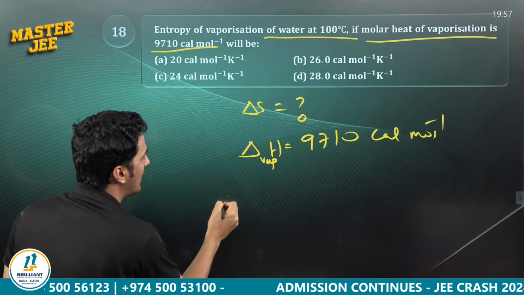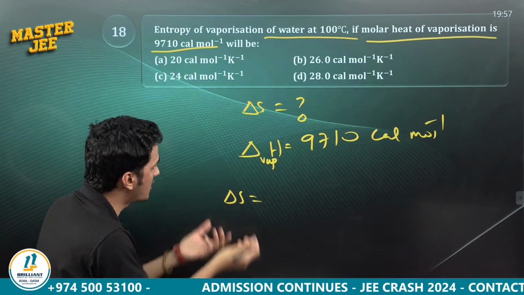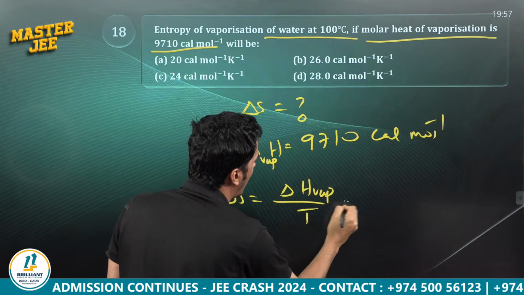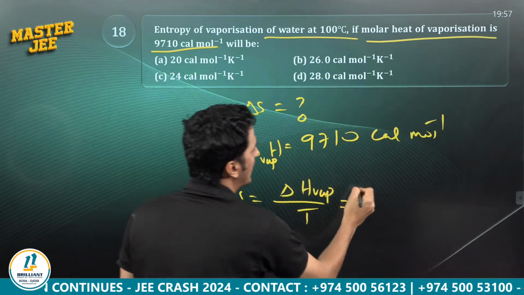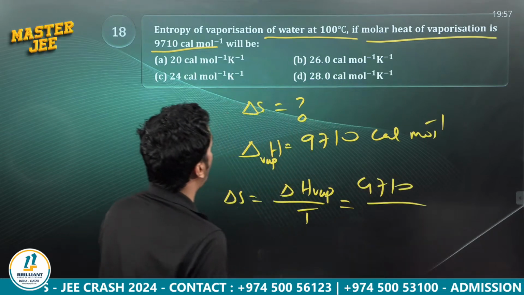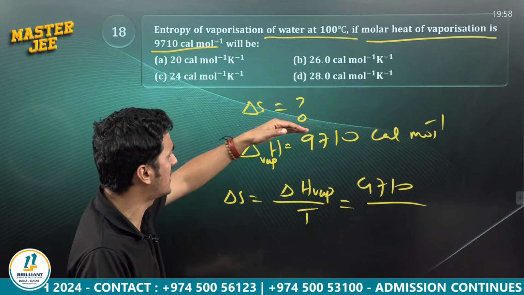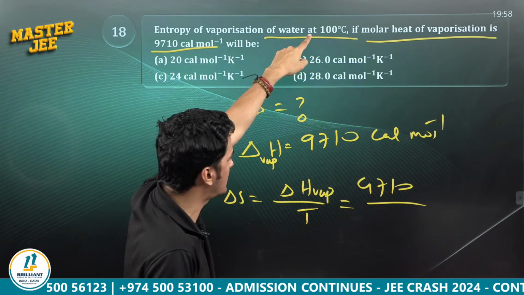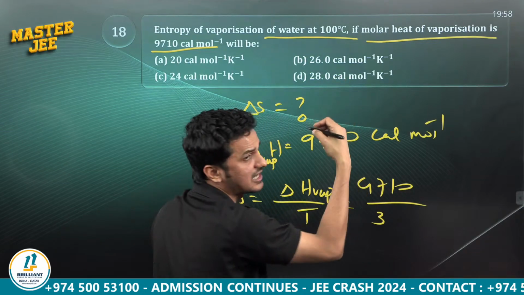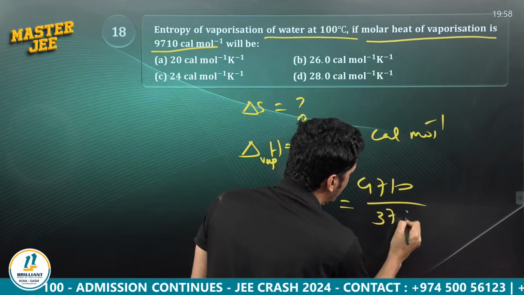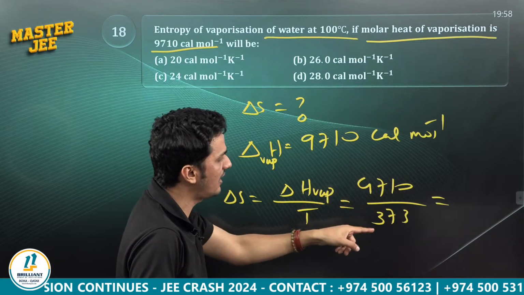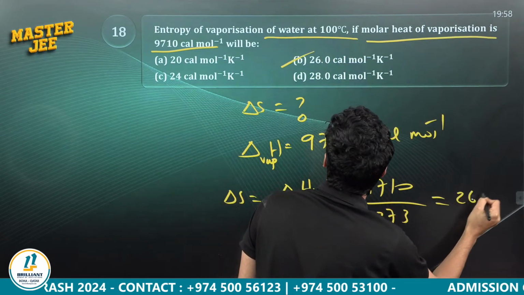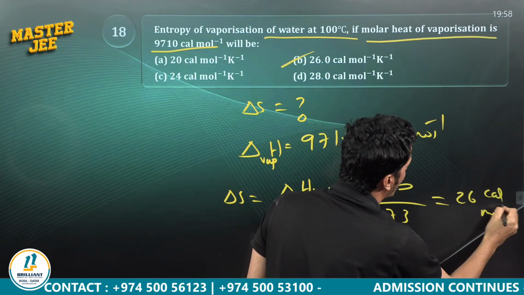What's the formula? Delta S equal to delta H vaporization divided by temperature. So 9710 divided by, so vaporization will take place at the boiling point. Boiling point is 100 degrees Celsius. That means I can divide with 100 degrees Celsius, which means 373 Kelvin. So 9710 divided by 373. I hope you will get 26. You will get 26 calorie mole inverse Kelvin inverse.